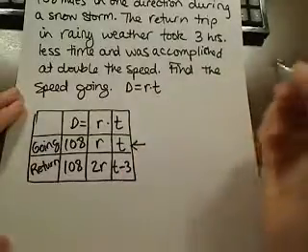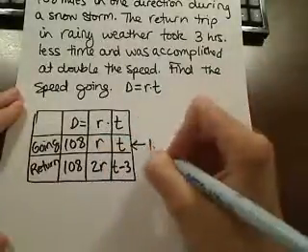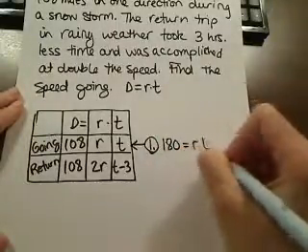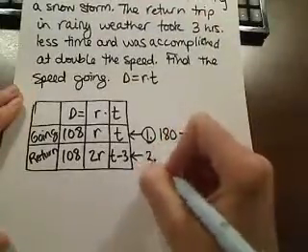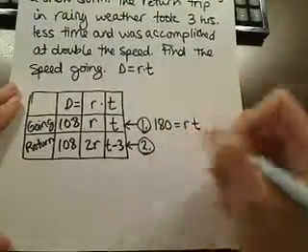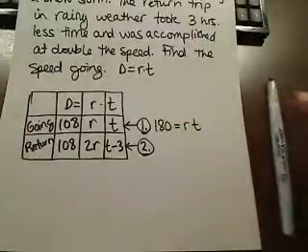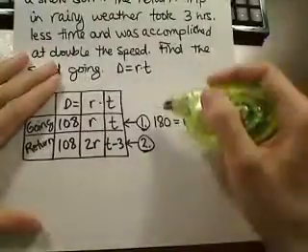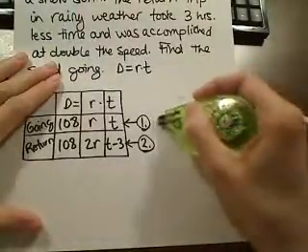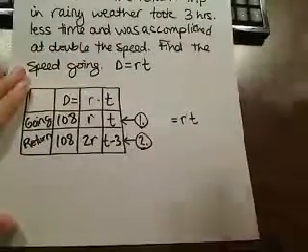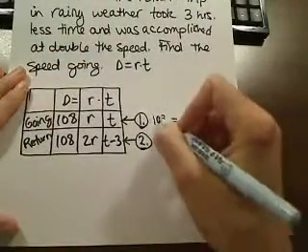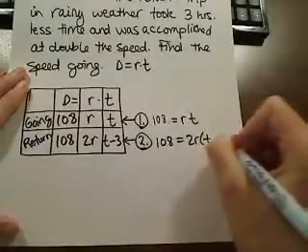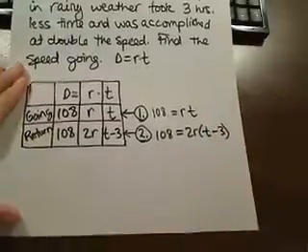Okay, and now I'm going to pull off two equations because we have distance equals rate times time. The first equation is 108, that's my distance, equal to my rate times my time. Whoops, I wrote 180 there, that's supposed to be 108, not 180. Okay, second equation, 108 equal to 2r times this whole quantity t minus 3.